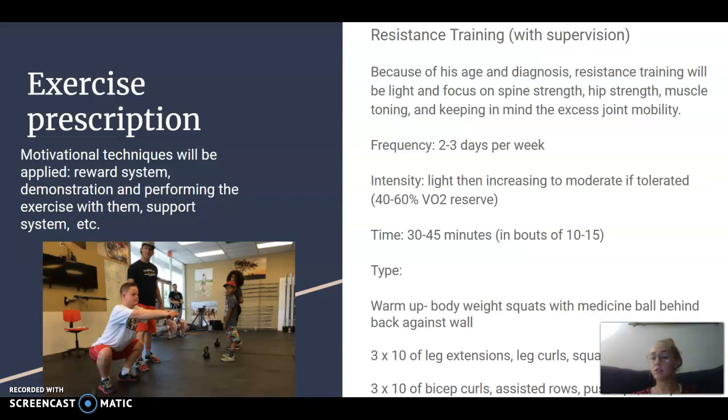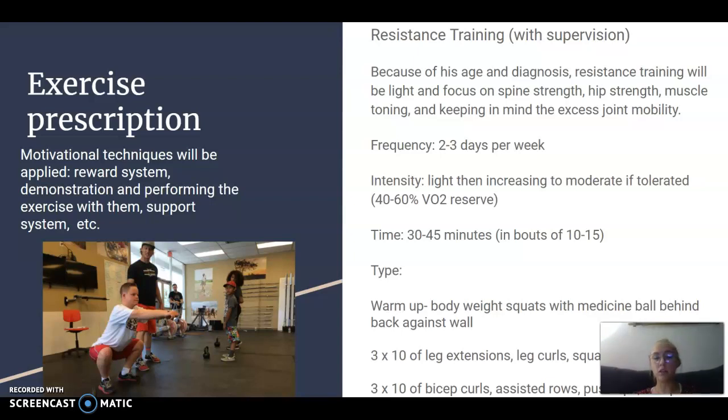Leg extension, leg curls, squats, and lunges. Leg extensions and leg curls are beneficial in the machine just because the machine controls the weight. Squats, they affect a lot of parts of the body. They're always good. Lunges could help with coordination and balance. And then for upper body, 3 sets of 10 repetitions of bicep curls, assisted rows, push-ups, tricep extensions on the cables. All of these with supervision, and all can be progressed with tolerance.